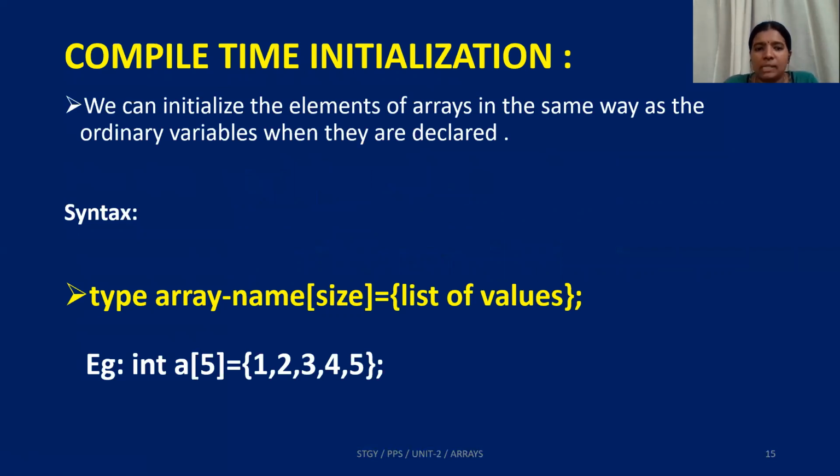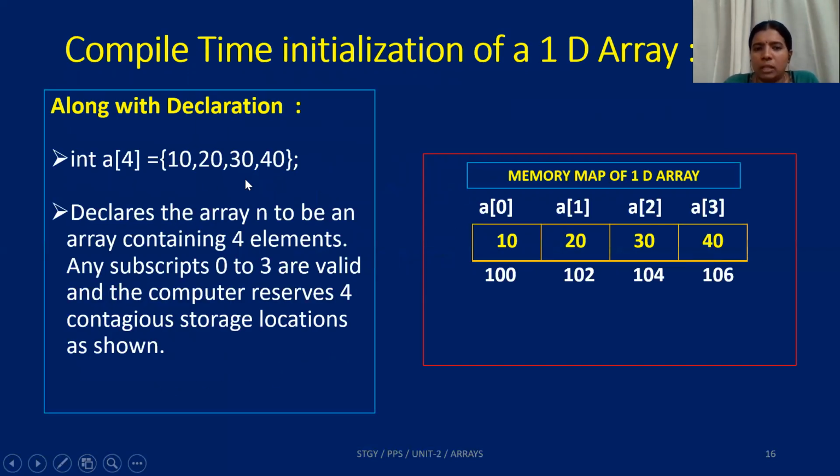This is one of the examples, and this is the syntax: data type, array name, of size, is equal to list of values. Imagine there is an integer array A of 4 elements: 10, 20, 30, 40. This is how it looks. At 0 goes 10, at 1 goes 20, at 2 goes 30, at 3 goes 40. This is what the machine does.